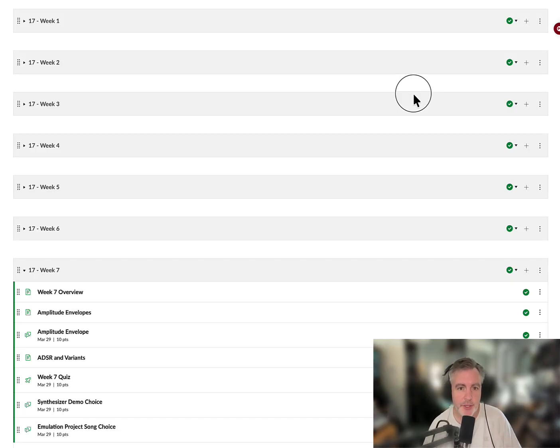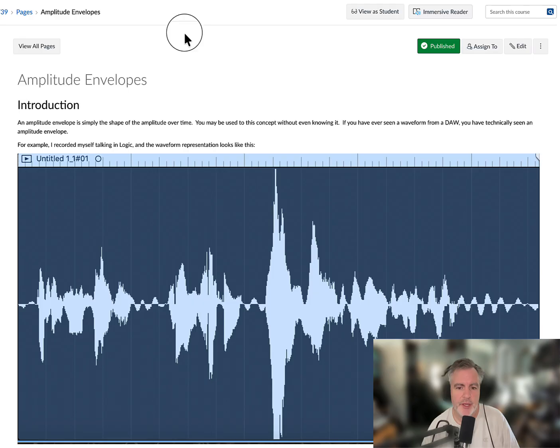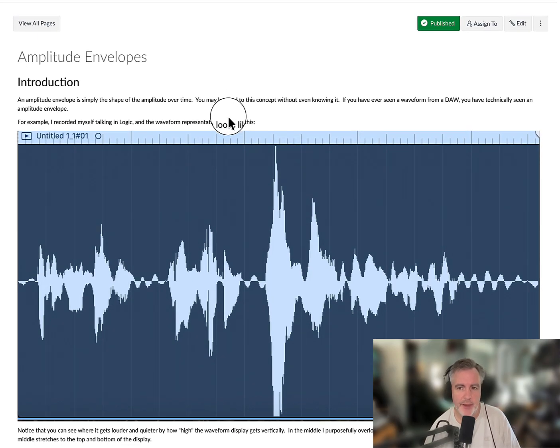So what are we doing this week? We're actually talking about amplitude envelopes this week. So what is an amplitude envelope? Well, that's the first page. It's basically something that dictates the amplitude, or you can think of the loudness. They're not exactly the same thing, but amplitude, maybe volume, might be an okay way to think about it. But it's the way that the sound increases and decreases in volume over time.